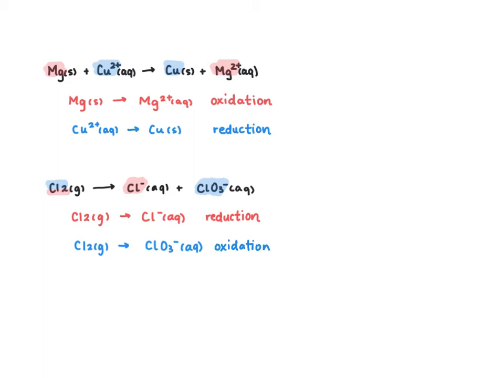In a reaction where the same species undergoes both oxidation and reduction, this is called disproportionation. So that's just a fancy word for saying that Cl2 is both oxidized and reduced.